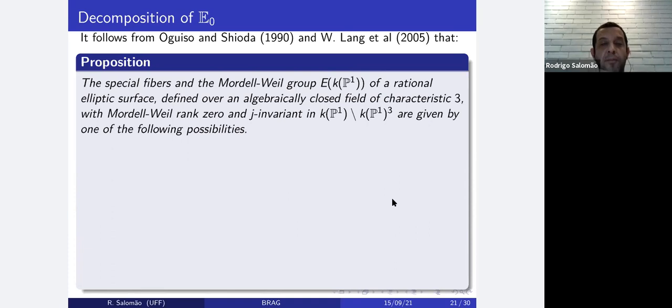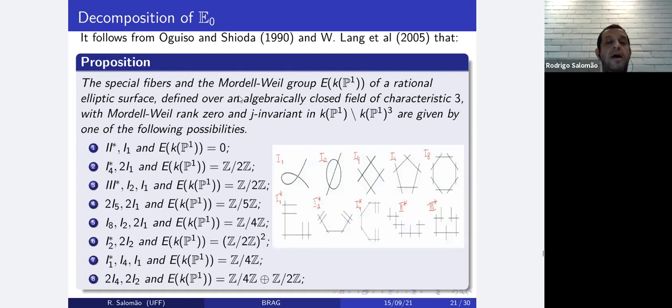And by combining these two results, we have that the special fibers and the Mordell-Weil group of rational elliptic surfaces defined over an algebraically closed field of characteristic 3 with Mordell-Weil rank 0 and j-invariant not a cubic power are given by one of the following possibilities. In the first possibility, the special fibers are two curves, II* and I1, where the II* is a fiber like this and I1 is a nodal cubic.